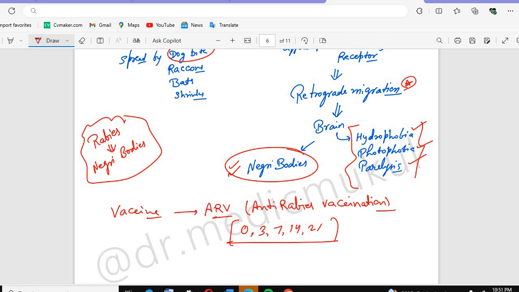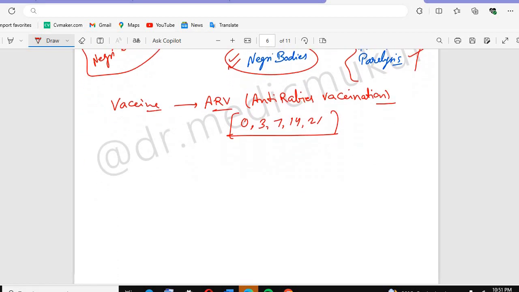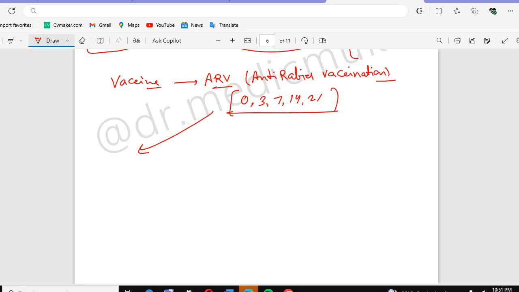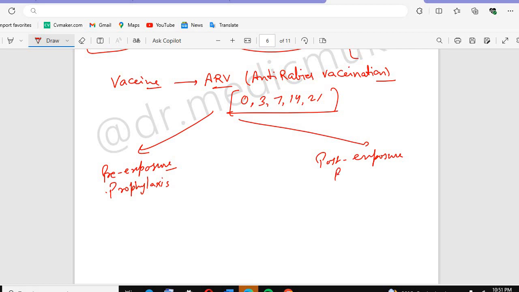Okay, in ARV, remember there are 2 things that can be asked again. One is pre-exposure prophylaxis, and another is post-exposure prophylaxis. So for pre-exposure prophylaxis, before a dog bite, what do we have to give? Just a vaccine. Just a vaccine.